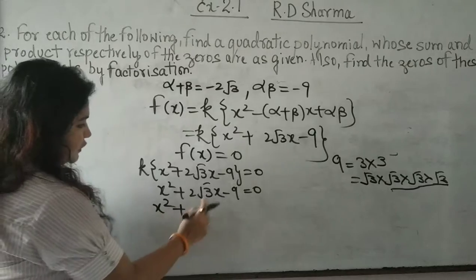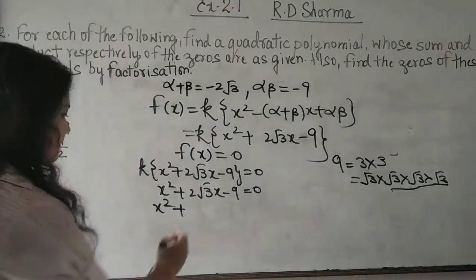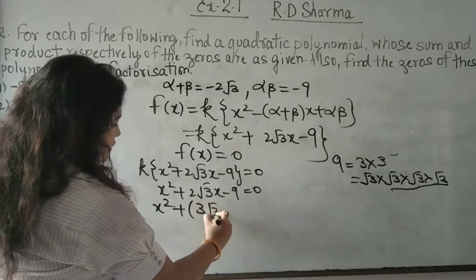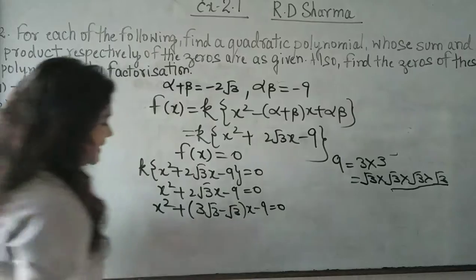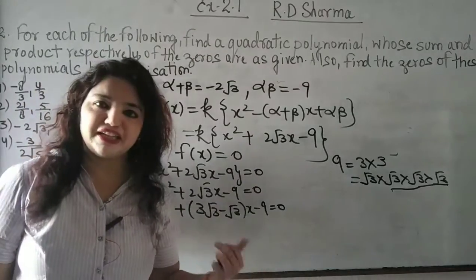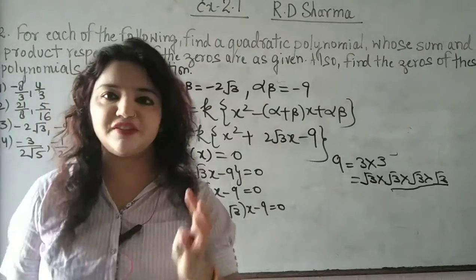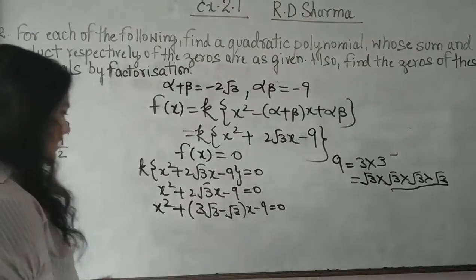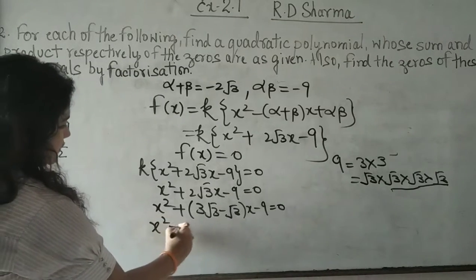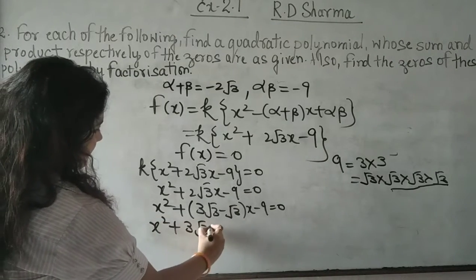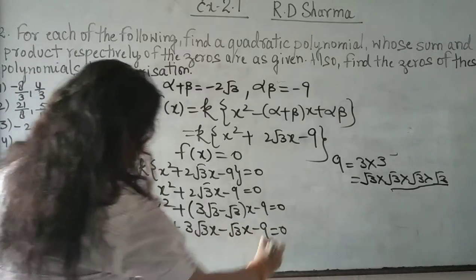So, in the place of 2 under root 3, I am going to write 3 under root 3 minus root 3, x minus 9 is equal to 0. See, 3 under root 3 minus root 3, that is equal to 2 root 3. And if we multiply them, 3 under root 3 into root 3, we get 9 also. Okay, fine. So now we will just open the bracket. x square plus 3 under root 3 x minus root 3 x minus 9 is equal to 0.